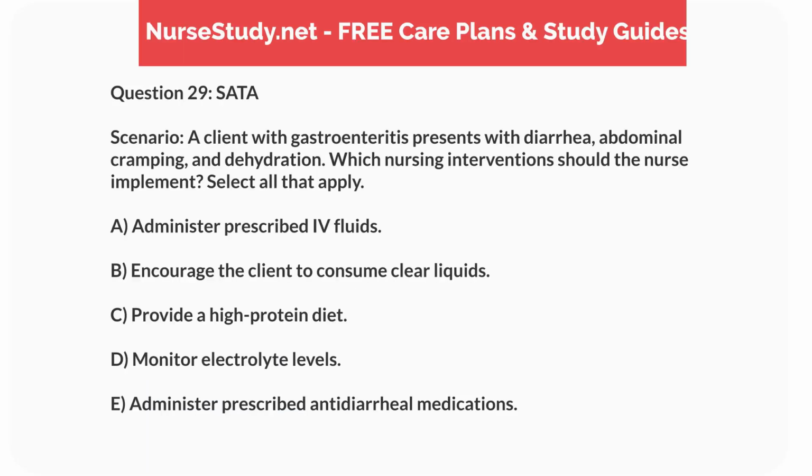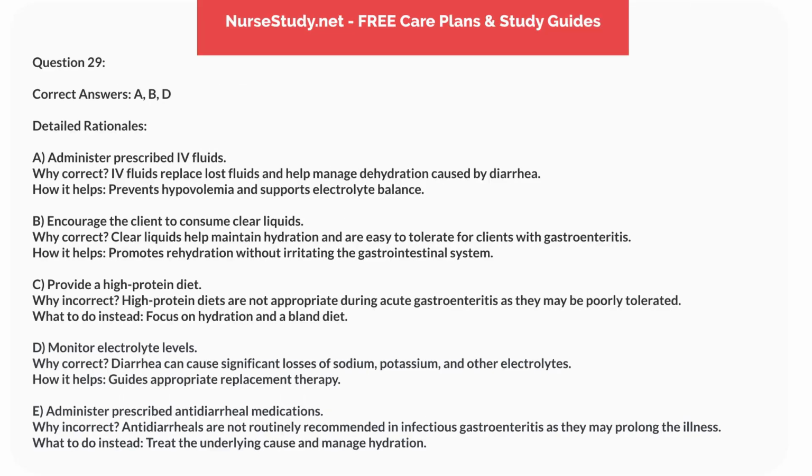Question 29, SATA. Scenario: a client with gastroenteritis presents with diarrhea, abdominal cramping, and dehydration. Which nursing interventions should the nurse implement? Select all that apply. A. Administer prescribed IV fluids. B. Encourage the client to consume clear liquids. C. Provide a high-protein diet. D. Monitor electrolyte levels. E. Administer prescribed antidiarrheal medications. Correct answers: A, B, D.